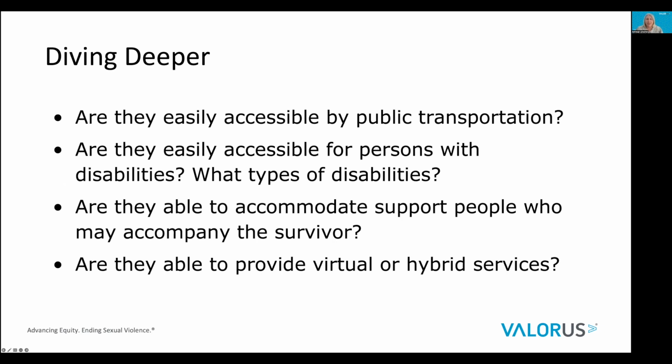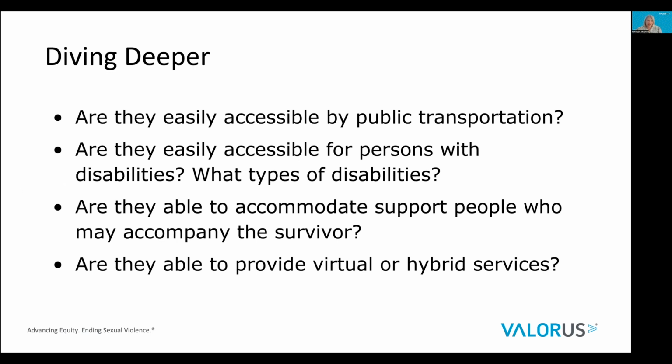So that's usually an important consideration for people who are serving communities of the public, but you never know. Let's say the organization is easily accessible by public transportation, are they easily accessible for people with disabilities, and what types of disabilities? Are they able to accommodate support people? Some places might have a hard time having someone attend the service with a support person.